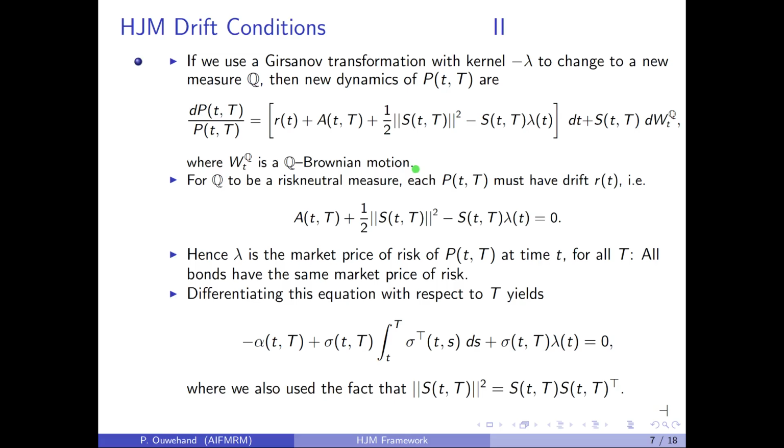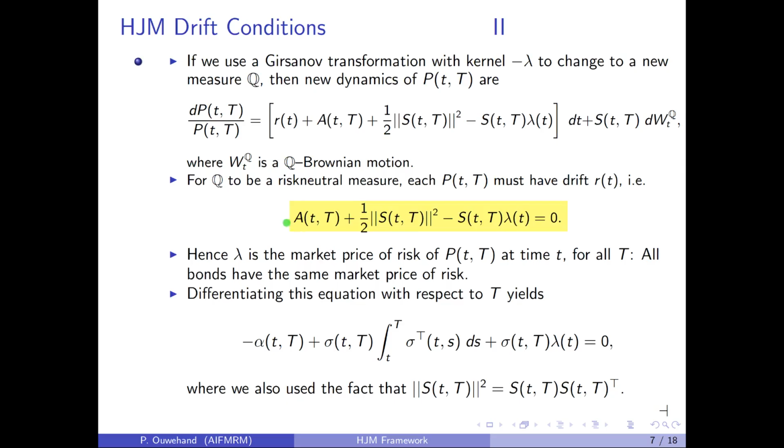Now, in order for this Girsanov transformation to construct a risk-neutral measure, it is necessary that each bond has drift equal to the short rate. In other words, it is therefore required that this expression here is zero. It is then easy to see that lambda is just the market price of risk of the zero coupon bonds for every maturity T. In other words, all bonds have the same market price of risk.